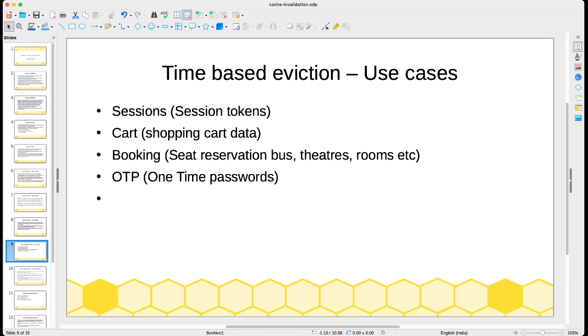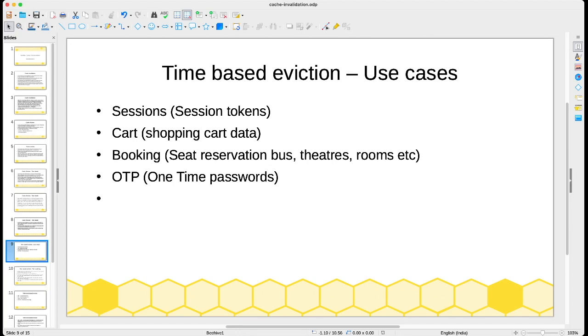Now let's understand the use cases for TTL based eviction. One, session tokens. Second, shopping cart, booking, seat reservation, bus, theater, room booking. All these things can be in the cache, and OTP, one-time passwords, could also be kept in the cache. Let's look into the use cases a little more in depth.